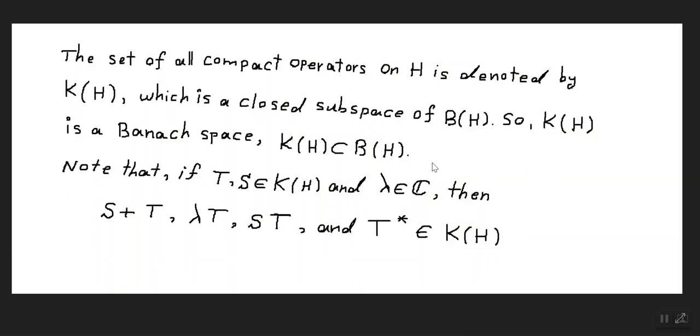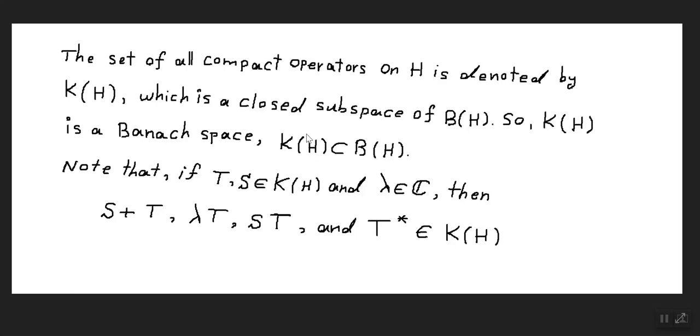The set of all compact operators on a Hilbert space H is denoted by K of H. B of H means the set of all bounded linear operators. When we are talking about compact operators, it means compact linear operators. They are automatically bounded, so the set of all compact operators is a subset of B of H, because every compact linear operator is bounded.